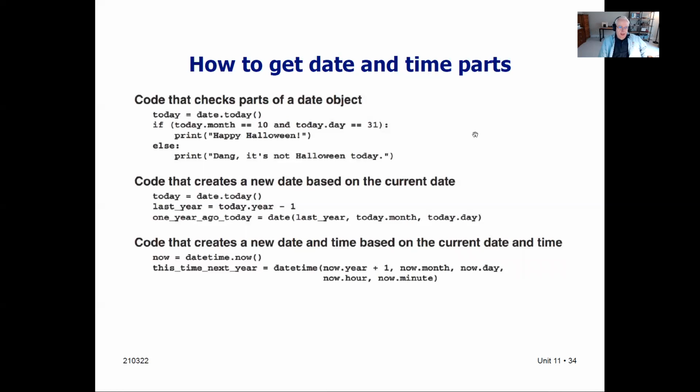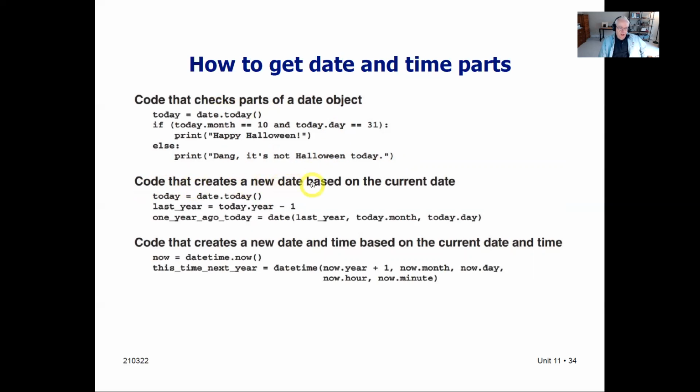All right, so how to check date and time parts, once again dealing with those attributes. Here we're creating a date object using the today method from the date class. So if today.month equals 10 and today.day equals 31, print happy Halloween. Else print, dang it, it's not Halloween today. Silly little program, but you see how we're using the attributes.